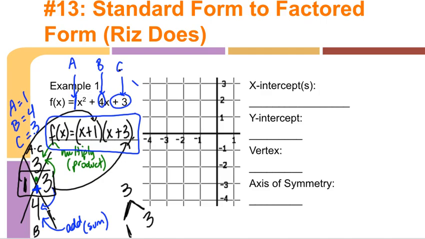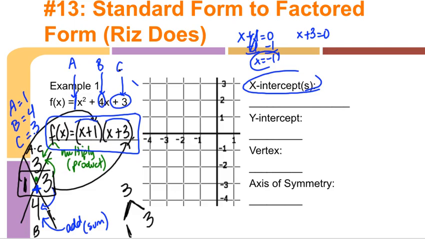Now that I know it's in factored form, I can do everything that I've been doing since the beginning of this unit using x-intercepts. So I'm going to take each factor, set it equal to 0. X plus 1 equals 0, and x plus 3 equals 0. I solve these out using inverse operations. I get x equals negative 1 from this one. And from this one, I get x equals negative 3. So I've got negative 1 comma 0 and negative 3 comma 0. I can plot these right here, and I can move forward.